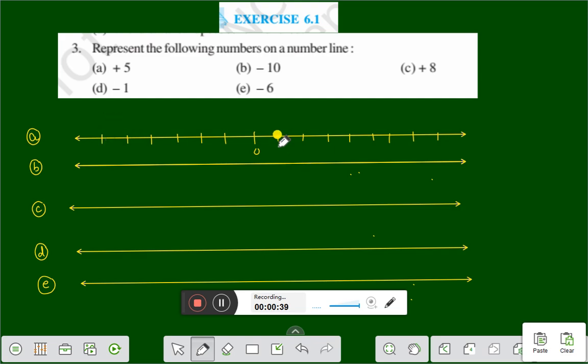This is 1, 2, 3, this is 4, 5, 6, 7, 8. This is 8.